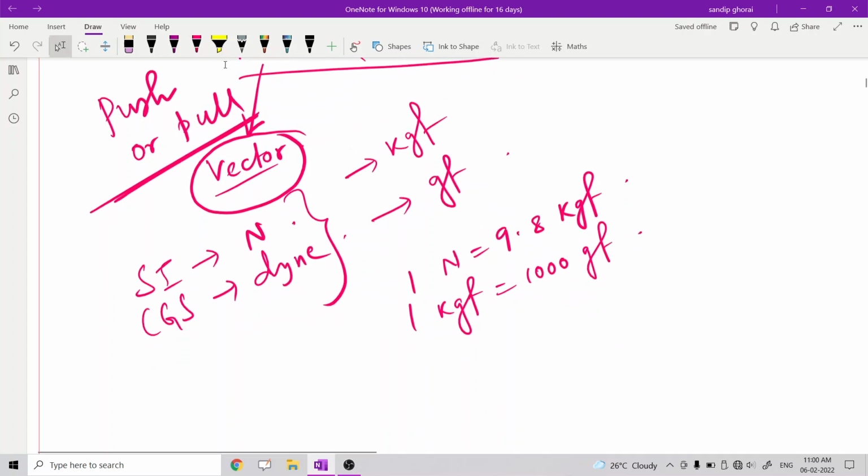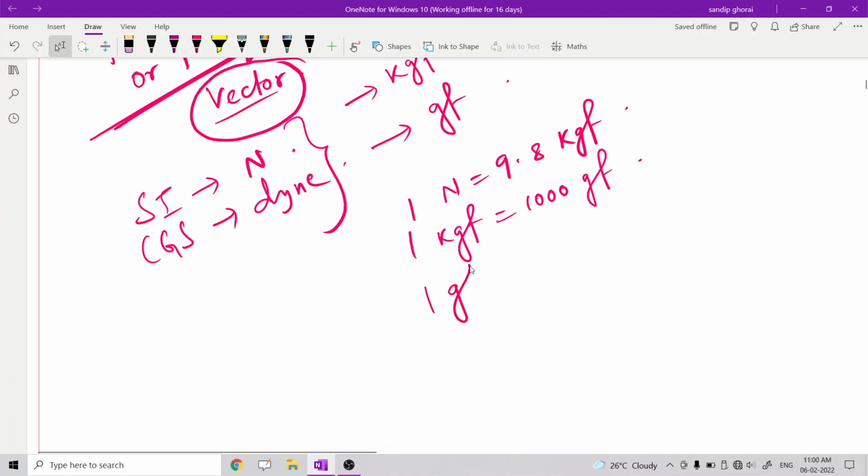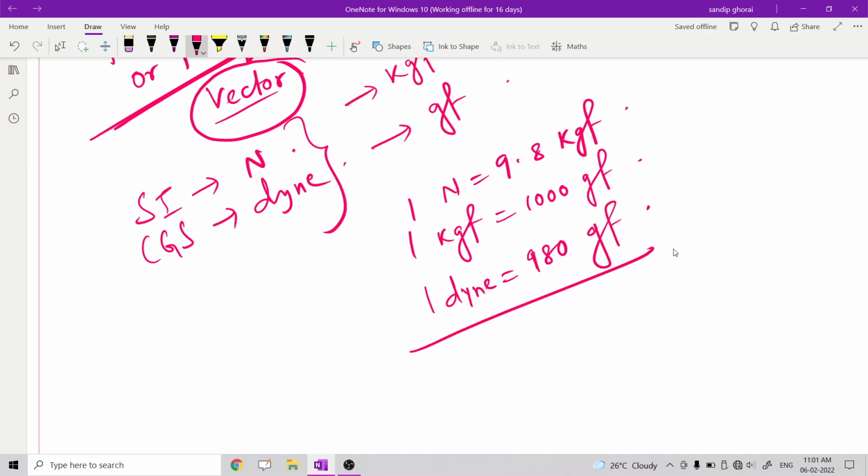Or if you think about the CGS system, then 1 gf is equal to 980 dyne, sorry, I mean 1 gf is 980 dyne. So these are the relations between the CGS or SI system, or you can take the gravitational unit, with the absolute unit of a force.